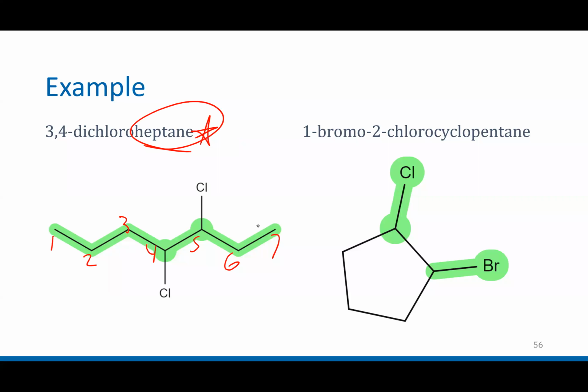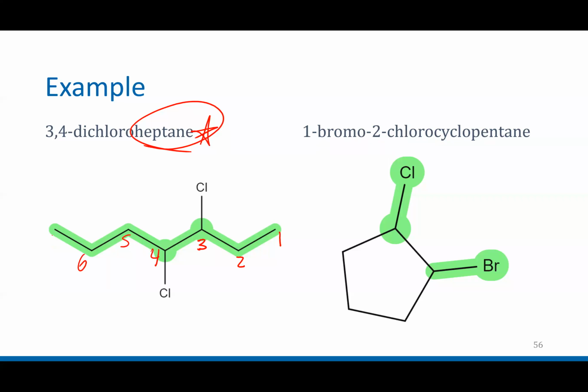The thing is though, I don't feel good about this numbering system. I think I could get my numbers lower. So let's start from the right side. 1, 2, 3. There we go. That's a lot lower. 4, 5, 6, 7. Okay. So on the 3 and the 4, you have what we call a chloro group. Just remember, because there are two of them, we call it dichloro.